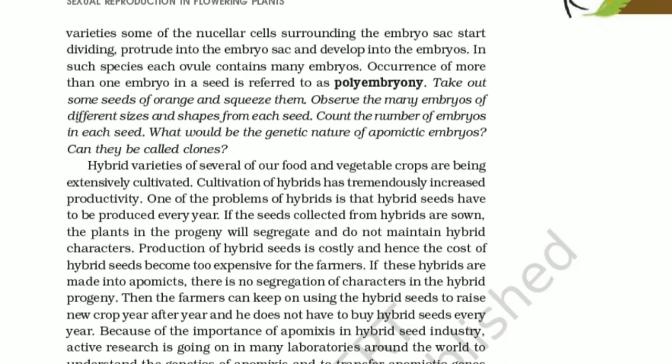Take out some seeds of orange and squeeze them. Observe that many embryos of different sizes and shapes emerge from each seed. Count the number of embryos in each seed. What would be the genetic nature of apomictic embryos? Can they be called clones?